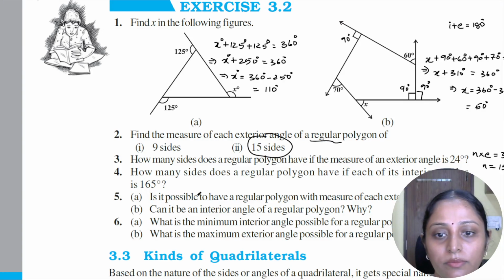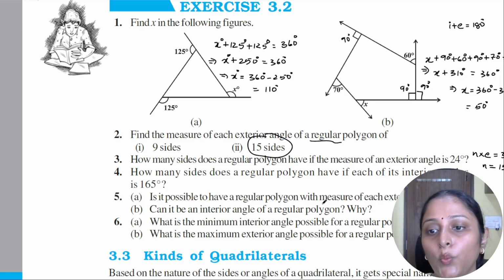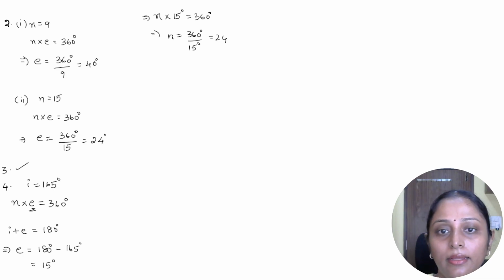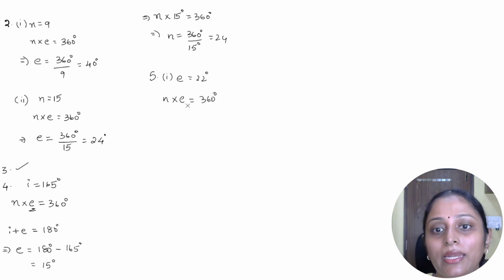Is it possible to have a regular polygon with a measure of each exterior angle 22? Let us check that. So he is saying, is it possible that the exterior angle is 22 degrees and it is a regular polygon? If it is a regular polygon, n into e has to be equal to 360 degrees, where e is each exterior angle, n is the number of sides of that regular polygon. So n is nothing but 360 divided by 22. So in 2 table, if you cancel, you will get 11.